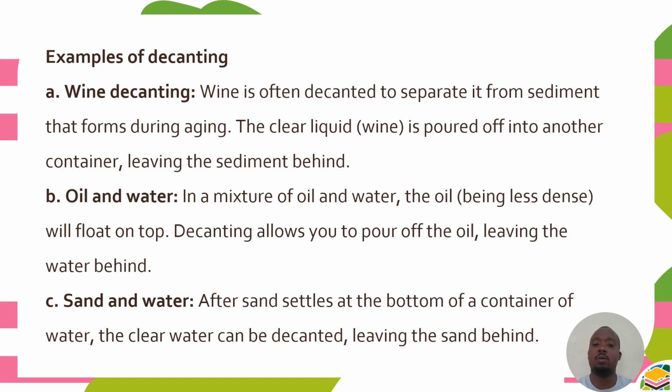Then you have oil and water. So in a mixture of oil and water, the oil, being less dense, will float on top. So decanting allows you to pour off the oil, leaving the water behind. Remember oil is less dense than water. So what do you expect? If you mix them, then the oil will be on top while water will be down, because water is denser than oil. So the oil will be floating on top of water.